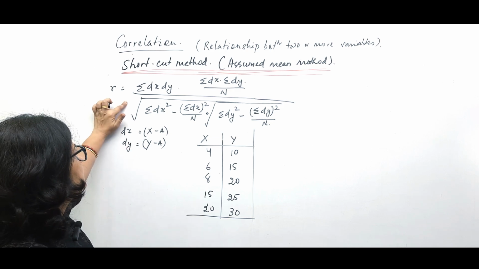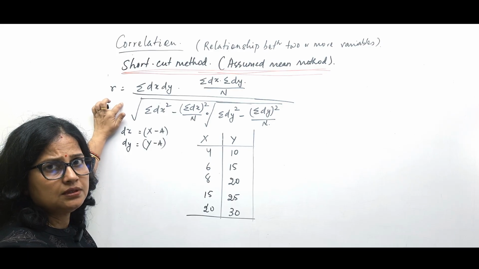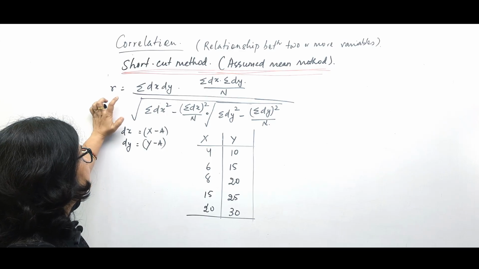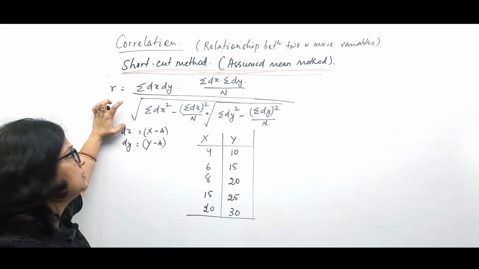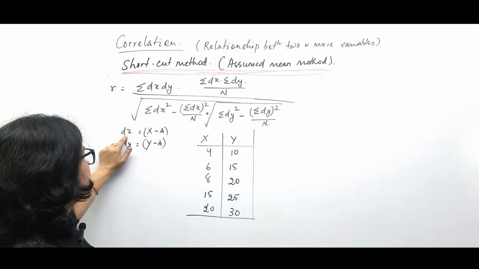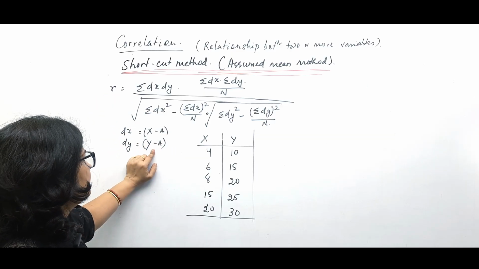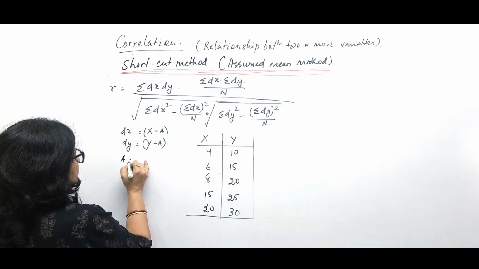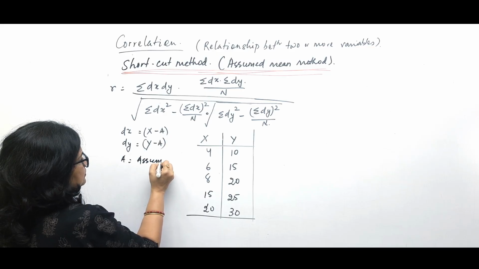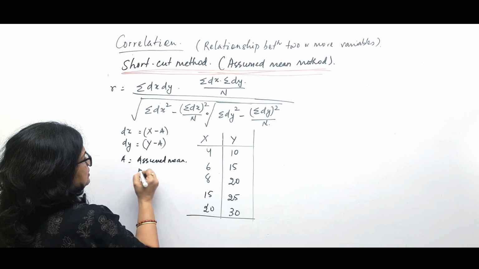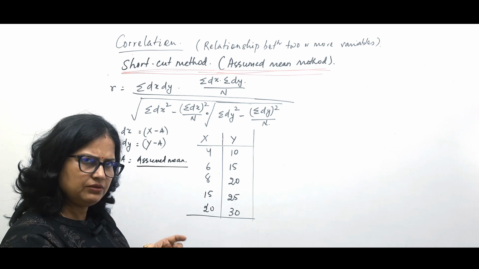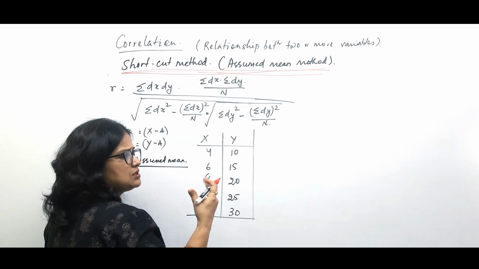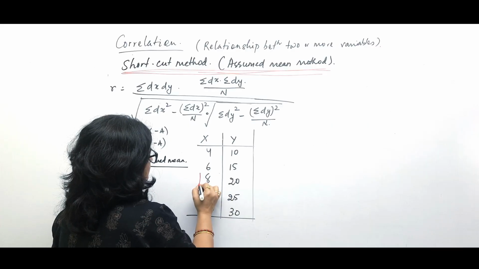So let us see how we are going to calculate. We need dx equal to x minus A and dy equal to y minus A, where A is nothing but our assumed mean. Any value from the series you can take as the assumed mean and you will get the result. Mostly we take the middle value.